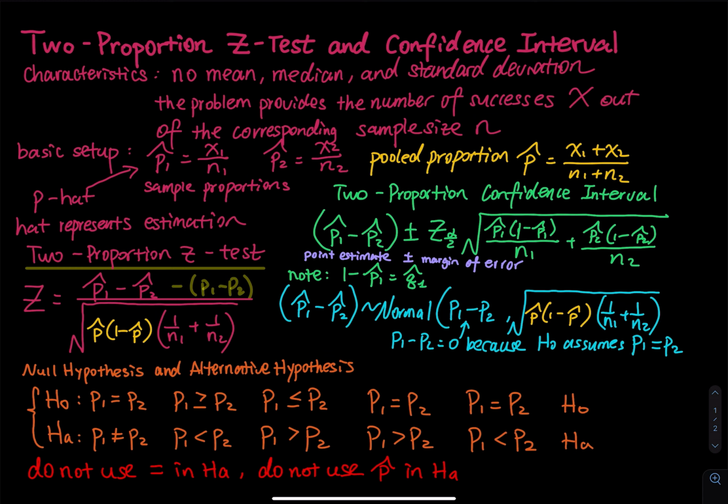All you have to do is grab a sample and then find out the number of successes. So that's why you never use p-hat in H_A.